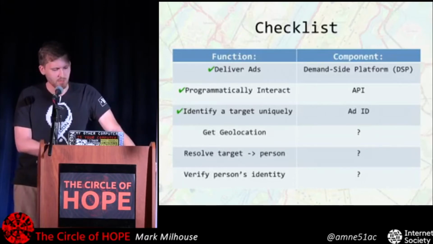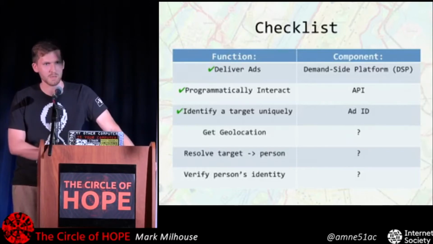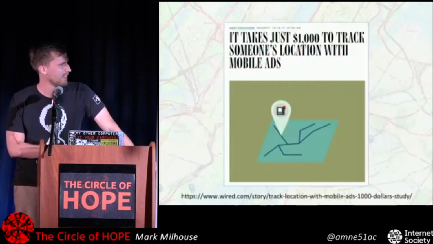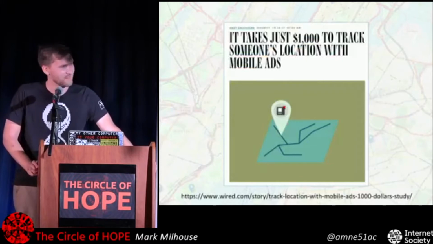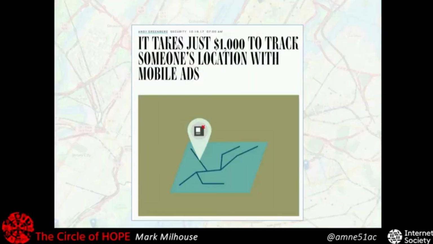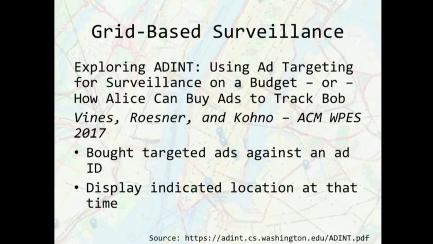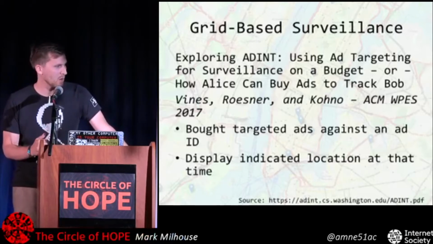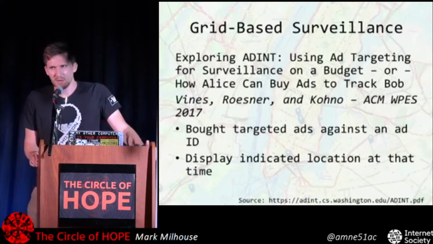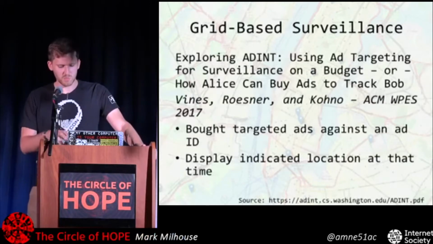So for solving the first problem, one of my coworkers came to me one day because they knew the project that I was working on, and they brought me this article. It takes just $1,000 to track someone's location with mobile ads. And I had spent $40 and already done it, and I thought to myself, oh no, I'd been scooped. But after reading into it, I found that they had a pretty novel approach to it. They used grid-based surveillance. They bought targeted ads against different locations to a specific ad ID. And then if those ads displayed, they would know, depending on which ad it was that displayed, where the person was, kind of roughly.